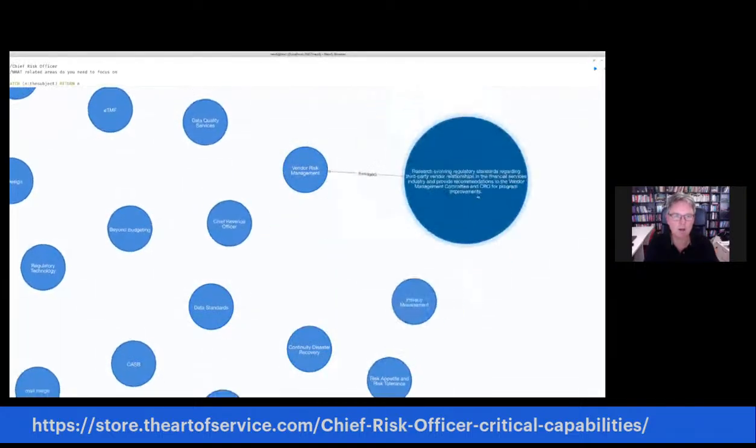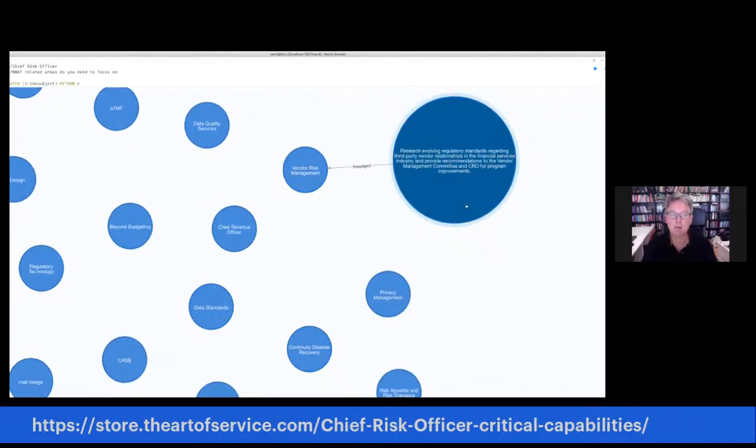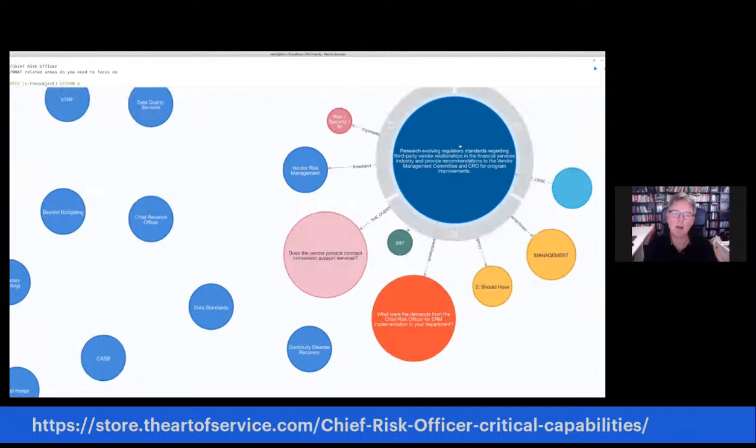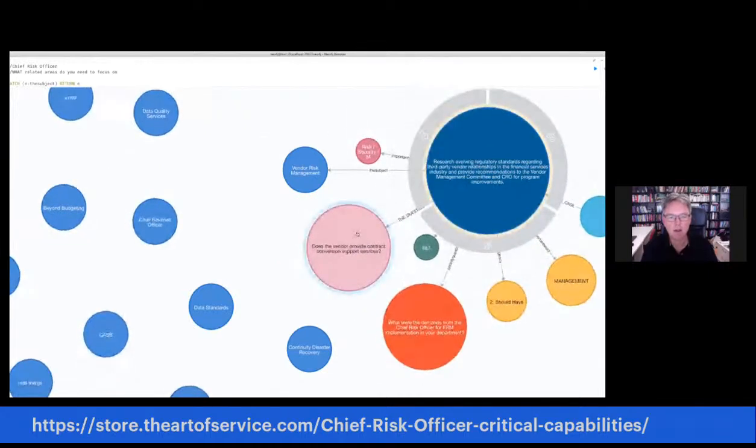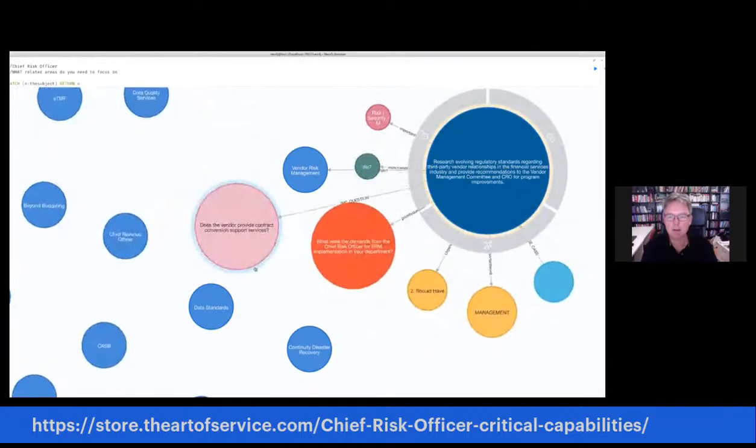It'll show me how I can focus on that, what I can do there. I can research evolving regulatory standards regarding third-party vendor relationships in our industry and provide recommendations to the vendor management committee and CRO for program improvement. So I'll have someone do that for me. A control question I can be asking there is, does the vendor provide contract conversion support services?